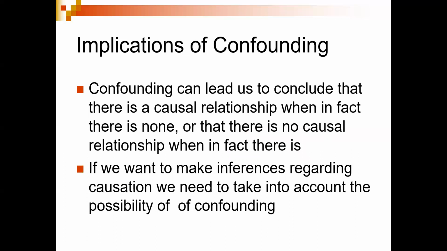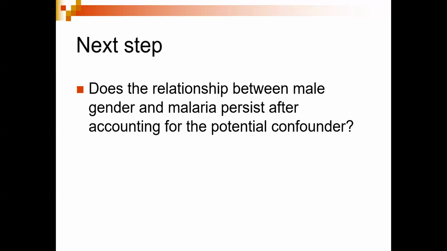I know it's a complicated process for you to understand confounding here, but just remember, as I said, confounding can lead us to conclude that there is a causal relationship when in fact there is none, or that there is no causal relationship when in fact there is. So it can go both ways. Either you will not see a causal relationship, or you will see one. So if you want to make inference regarding causation, we need to take into account the possibility of confounding, and we really need to control for confounding.